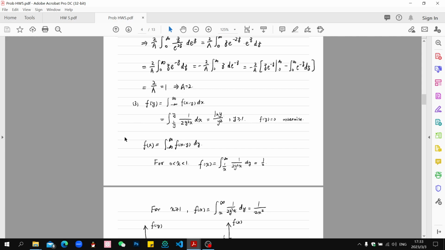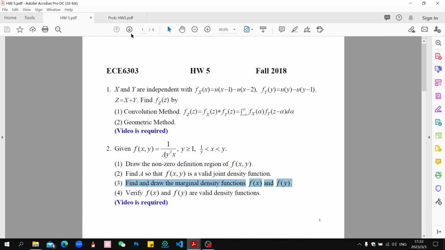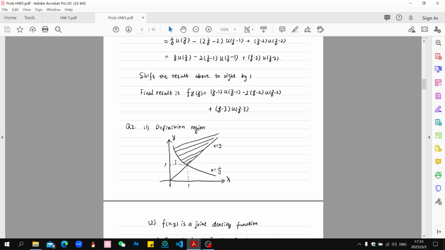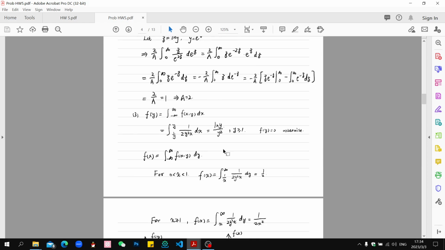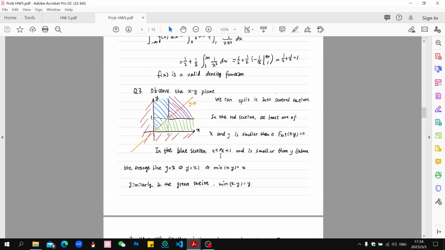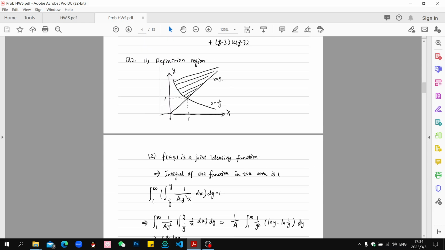And this is similar for fx. Integral of the function on y over both infinities. And for x, we have to do this in 2 parts. Note that if we take the integral on x, it's divided into 2 parts, on both sides of 1.